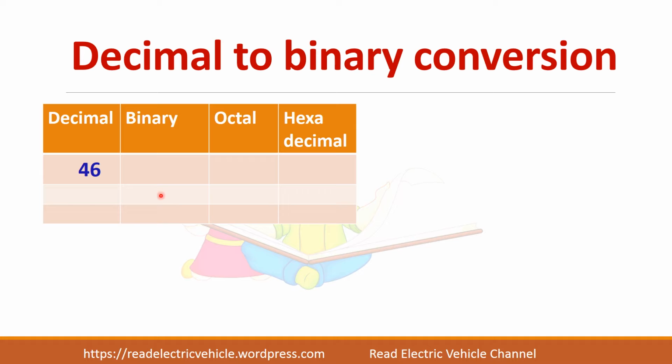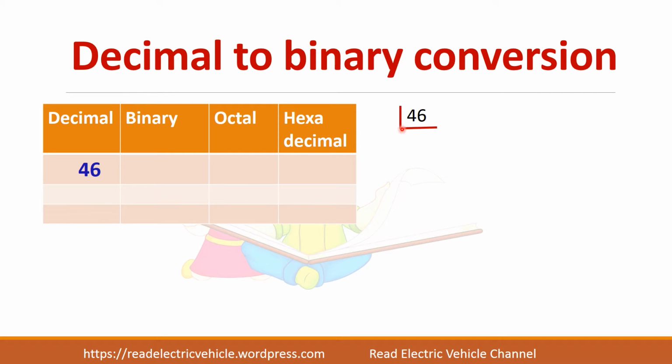For any conversion from decimal to any number system, just apply successive division method or repeated division method. Only thing is that if you are converting into binary, divide by its base 2. For octal conversion, you have to divide by 8. For hexadecimal, divide by 16. Now take this 46, we are going to convert to binary.